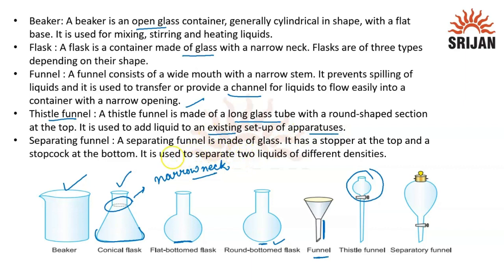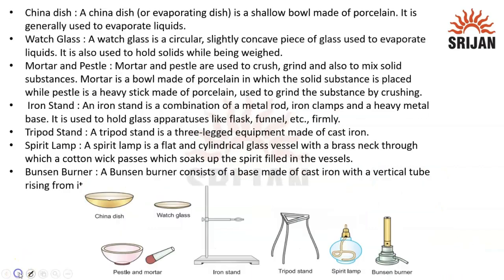Then we have the separating funnel. The separating funnel is also made up of glass. It has a stopper and a stopcock at the bottom. It is used to separate two liquids of different density. So it is used to do separation of liquids. That's why we call it a separatory funnel also. Then we have the china dish.